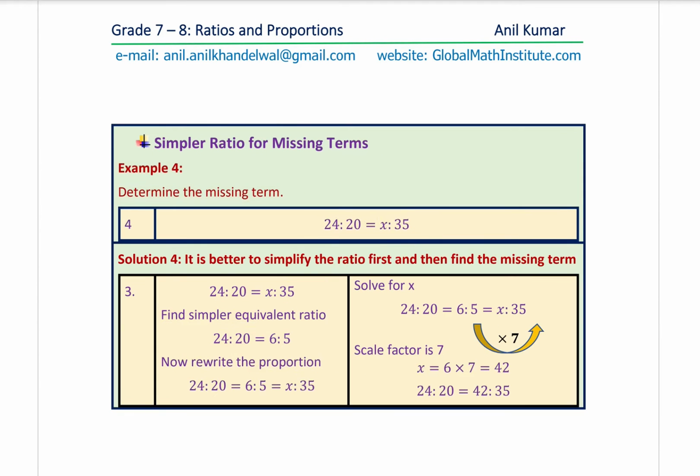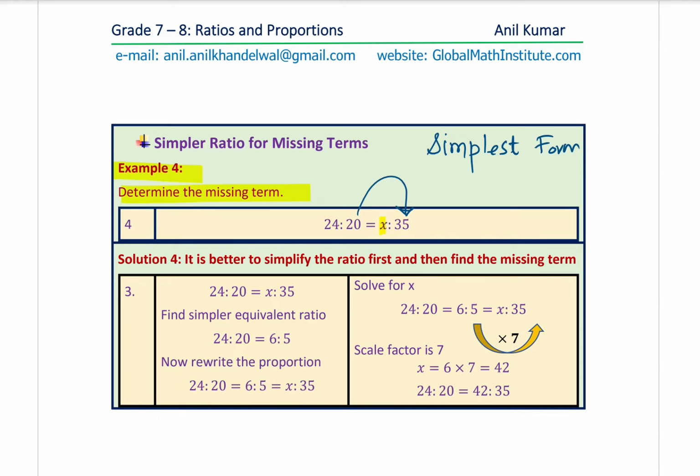Let's take question number 4 now, which is determine the missing term. Now this time, I'd like you to pause the video, answer this particular question, and then look into my suggestions. 24 is to 20 equals x is to 35. Now you see we have to link the terms 20 and 35. Now that is not easy. What can we do? Now in such cases, you have to get the simplest form. Then it is easy to find. Do you understand?